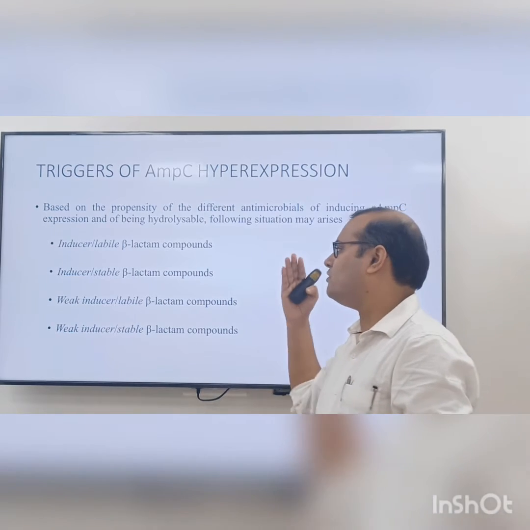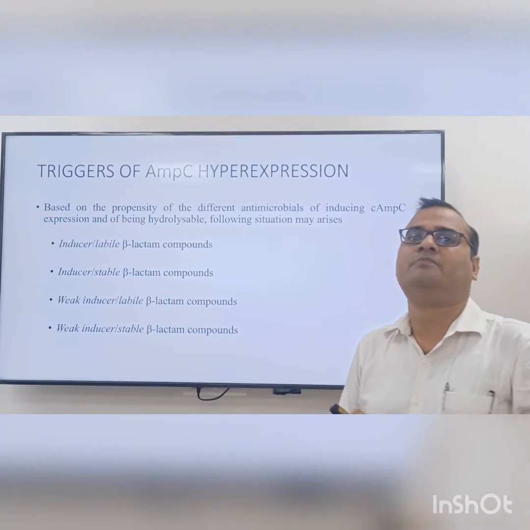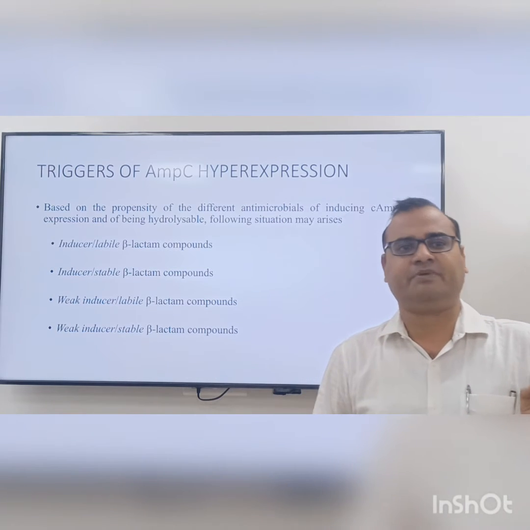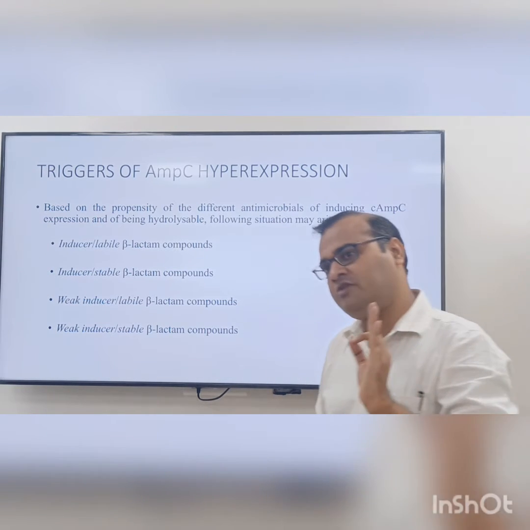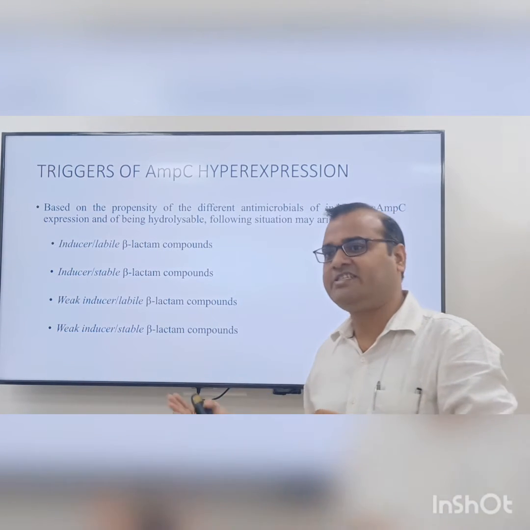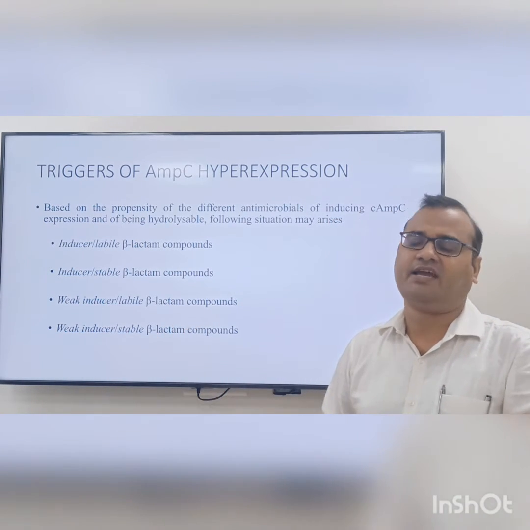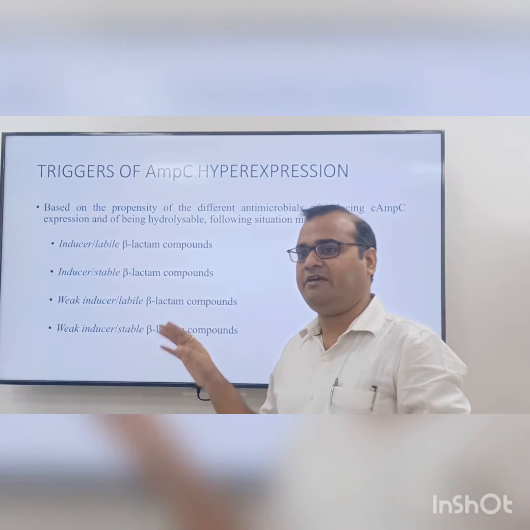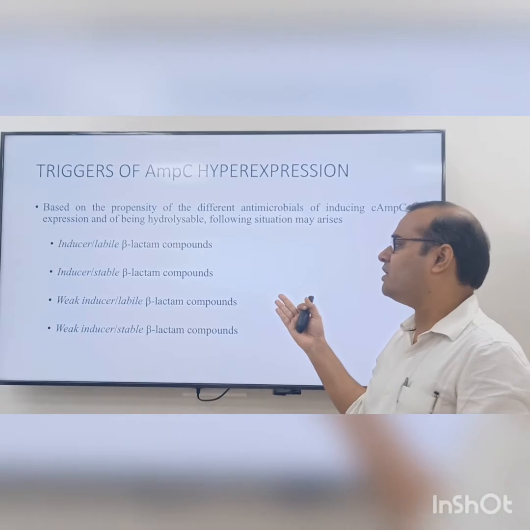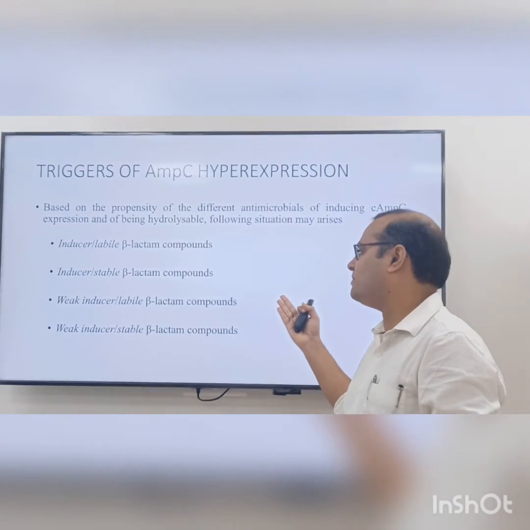Second is potent inducer but stable beta-lactam compounds. Carbapenems come into this group, particularly imipenem. Imipenem is a strong inducer, but it is stable against the AmpC and it may act in an AmpC producer.